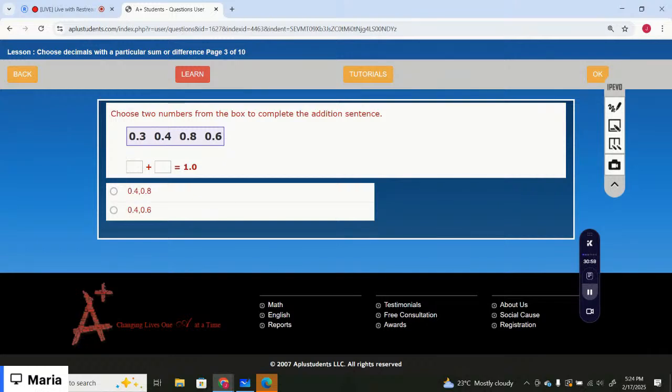Choose two numbers from the box to complete the addition sentence. So which is the correct option? The sum is 1. Option number 2 is the correct option. 0.6 plus 0.4 is 1.